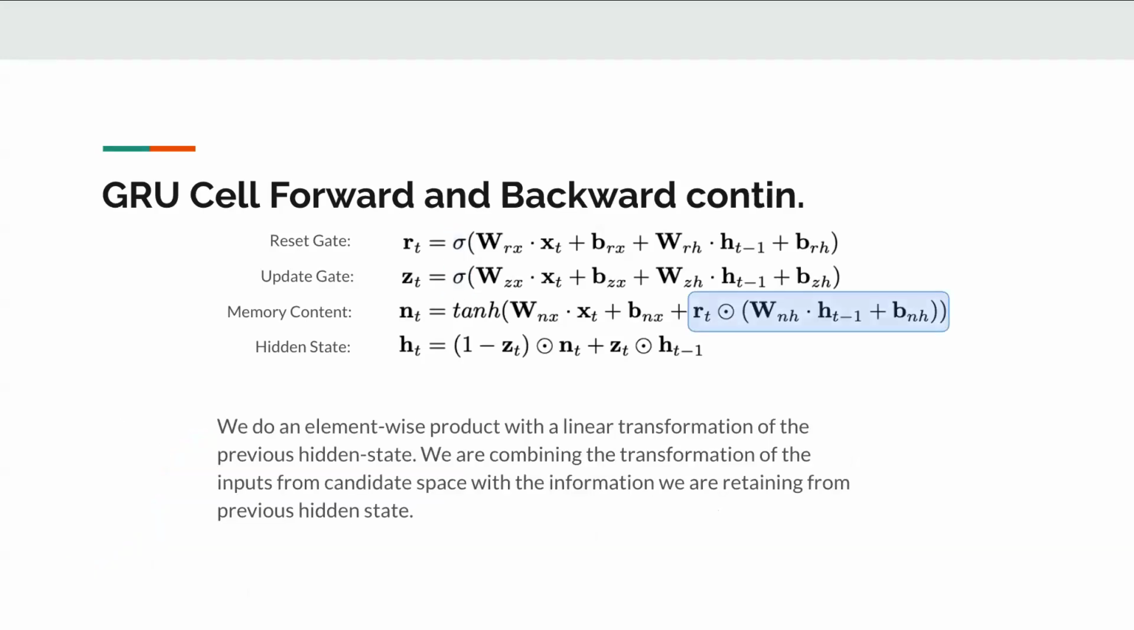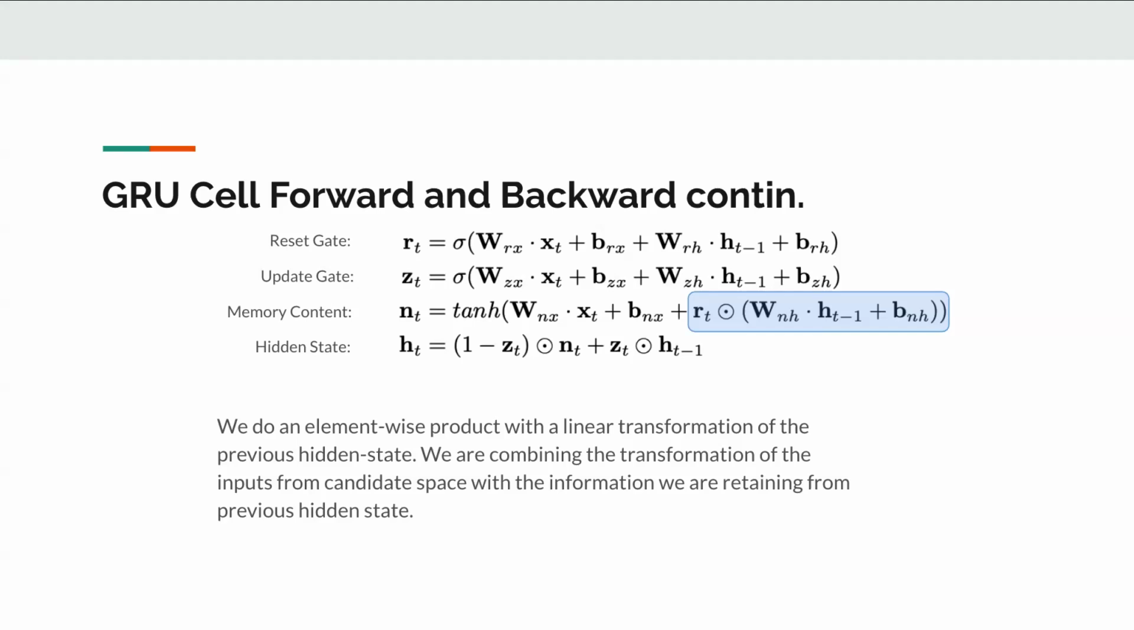So in the memory content, which is the third one, the input will be multiplied by a weight plus a bias, and then plus the element-wise multiplication of the reset gate and a linear combination of the previous hidden state. It blends the new input with past information, and it is controlled by the reset gate RT. The hidden state combines the previous states with the candidate states, and it is weighted by the update gate. That is in the last one, sorry.